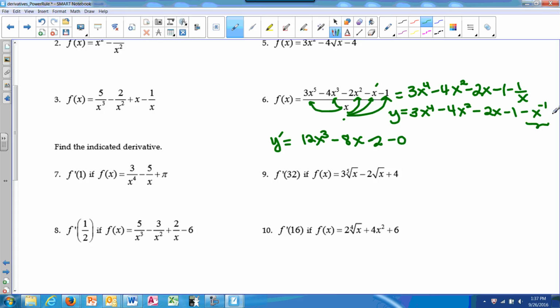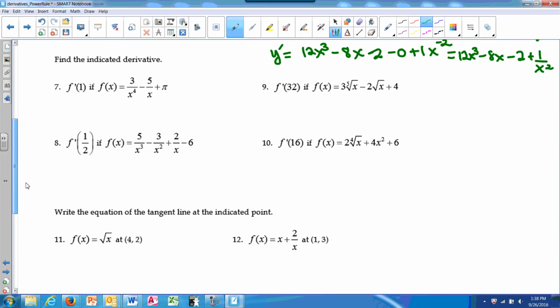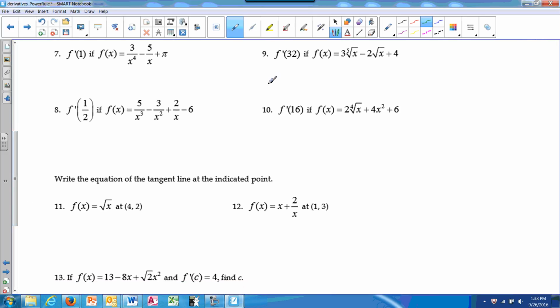For number 6, I would need to simplify this out. The x doesn't cancel because it doesn't factor out of every term. It belongs with everyone. So if I were rewriting this, x to the 5th over x would be x to the 4th. X cubed over x is x squared. X squared divided by x is x. X divided by x is just 1. That last term is still 1 over x.